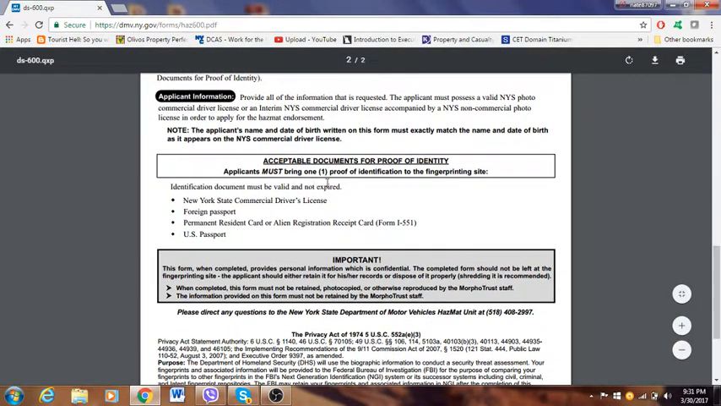Applicant must bring one proof of identification to the fingerprint site. Your New York State commercial driving license, you have to bring that. If not, then bring a foreign passport. If not, bring a U.S. passport or a permanent resident mailing card. Whichever one it is, just bring one, please.